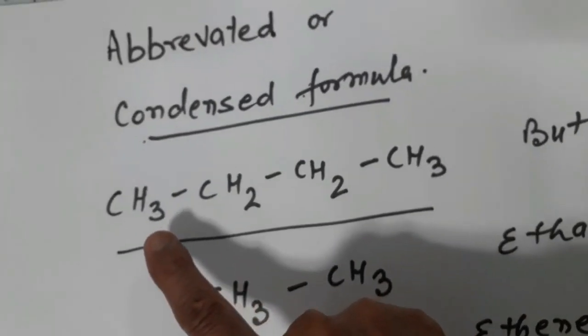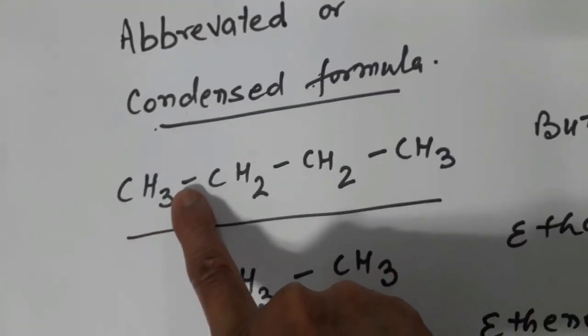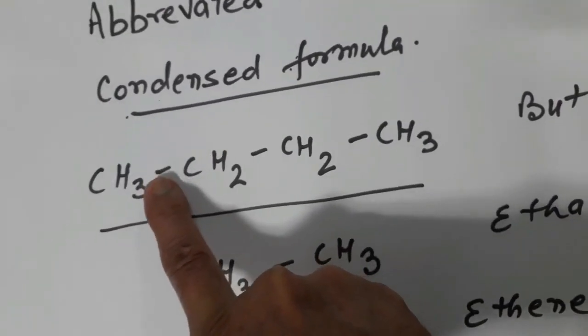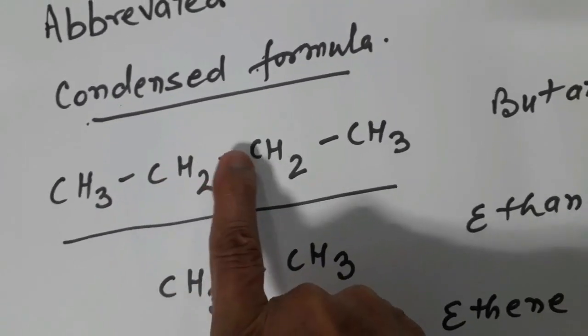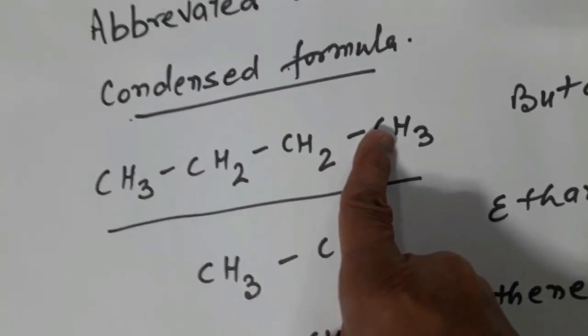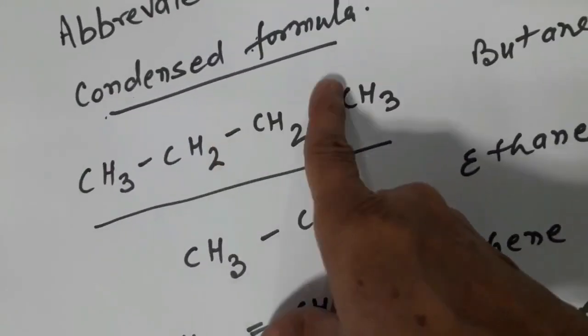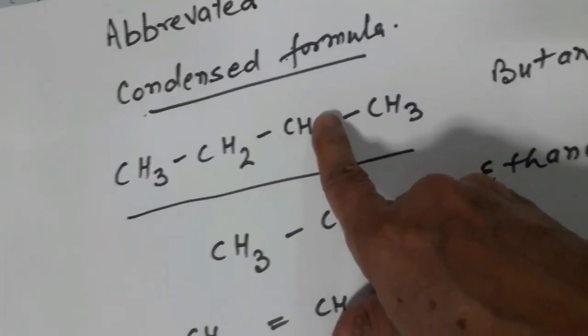The abbreviated or condensed formula is CH3 dash. This is a link used to show a bond between carbon and carbon. This is a bond between this carbon and this carbon. In higher classes you will find that even this link may be missing, but here in this lower class it has to be written.